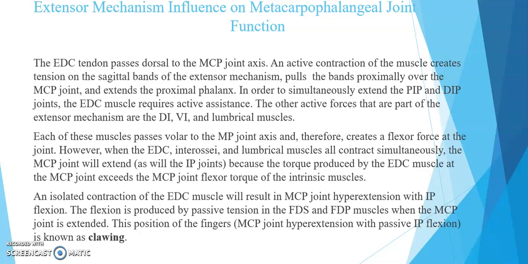Each of these muscles passes volar to the MP joint axis, and therefore creates a flexor force at the joint. However, when the EDC, interossei, and lumbrical muscles all contract simultaneously, the MCP joint will extend. When they all contract together, they will extend the IP joint, because the torque produced by the EDC muscles at the MCP joint exceeds the flexion torque. Normally the lumbrical muscles attach to the FDP, but they do not produce flexion at the IP joint. Why? Because the flexion torque produced by the lumbricals is less than the extensor torque produced at the MCP joint.